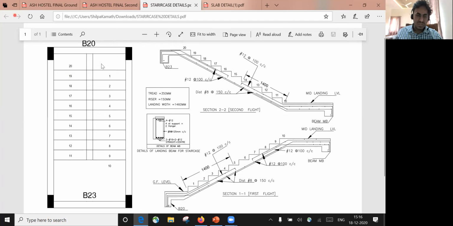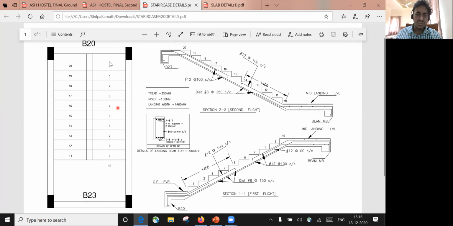I'm seeing it from a plan. From the plan it looks like this, but if you're looking at it from the elevation point of view, this is how you are taking the first step, I mean the first flight. That is why it is written here, first flight. And this is your second flight. That is why you can see a second flight here.